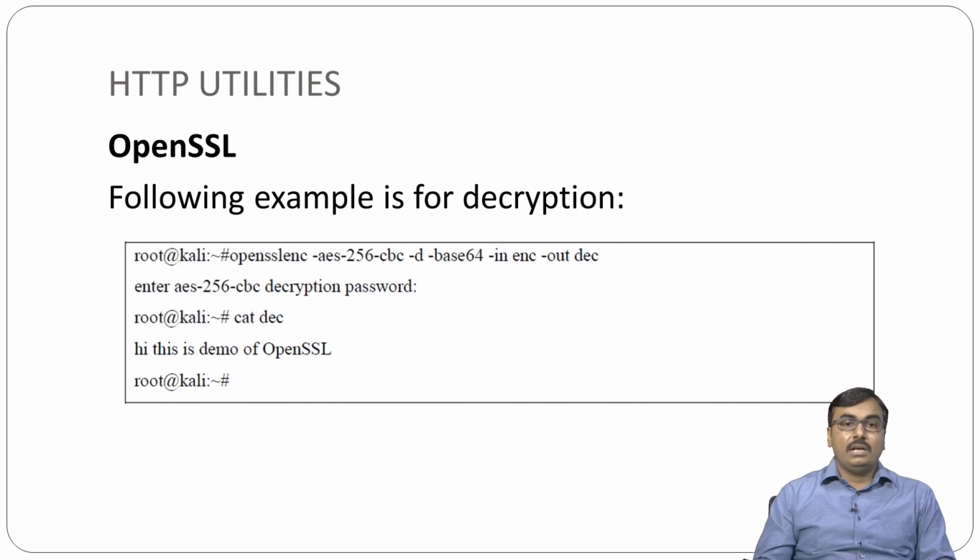Then I have to press enter and provide the decryption password. Then you can see I am displaying the DEC file. The DEC file is my output file of decrypted OpenSSL. So you can see the cat DEC command. While I am executing this cat DEC command, you will get this plain text content. Inside that you can see here, hi, this is demo of OpenSSL. So through OpenSSL we can transfer the secure encrypted file over the network. This is the ultimate use of OpenSSL.